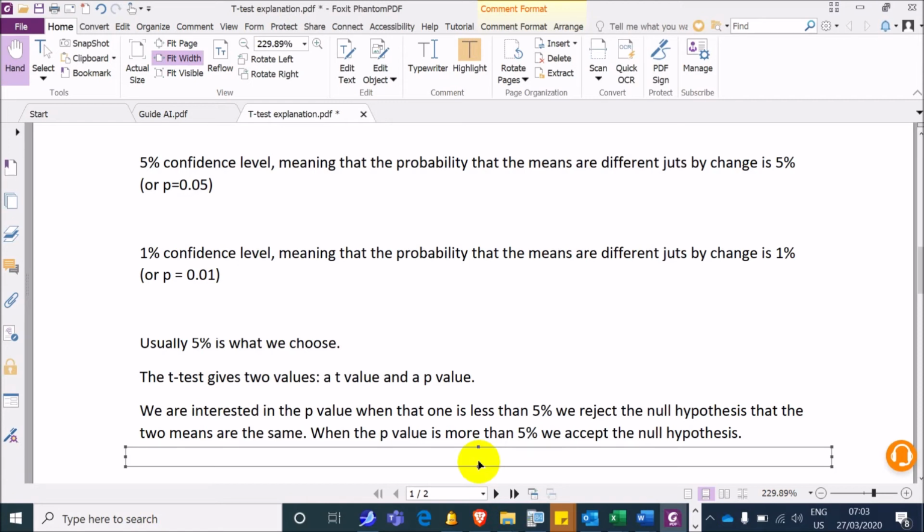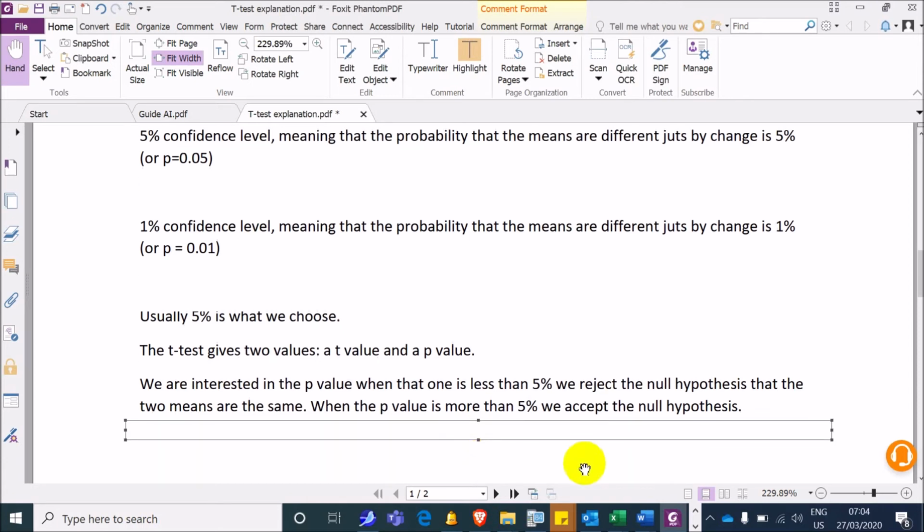So maybe that is because of the sun and the shade. Maybe it's because you did exercises and the heartbeat went up. You don't know that, but you know we statistically can say they are different. That's that part.